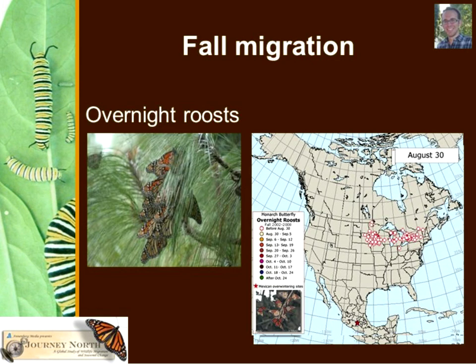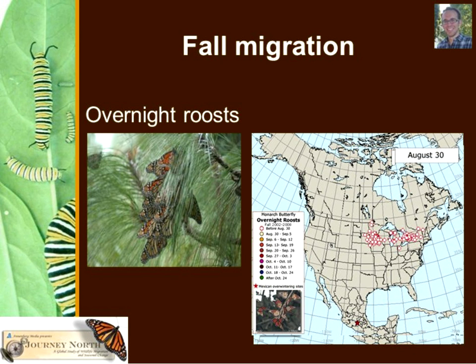So in addition to the spring migrations and the spring germination of milkweed, they also do fall migrations. We don't know very much about this. But as monarchs are traveling south back to Mexico, they roost overnight in trees or even in shrubs. And I have actually never seen this happen. So if you do see this, consider yourself lucky.